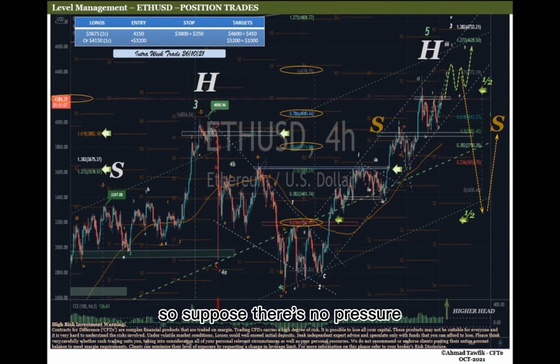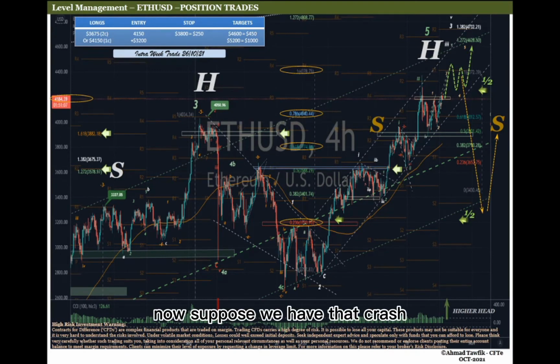So suppose there's no crash or there's nothing whatsoever, we take 4,150 all the way to 4,600. This is that level here, 127.2%, 4,628, right beside that edge here, head. This will yield around $450 if we are holding only one coin. If we let it run all the way to 5,200, it will of course yield $1,000. We're buying around 4,200, we take it all the way to 5,200, it will yield $1,000 for one coin.